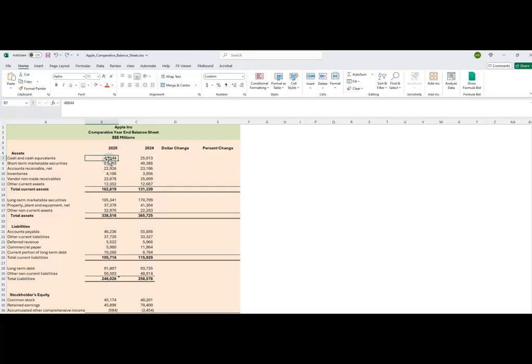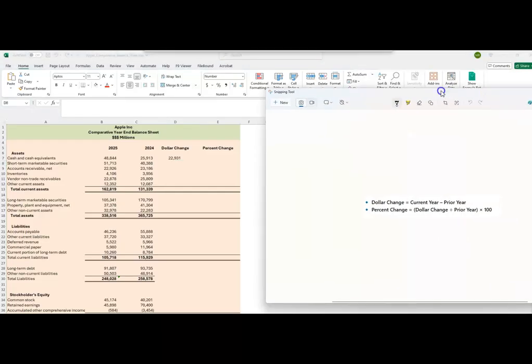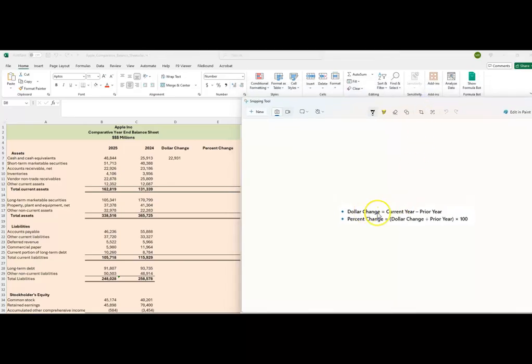So the first formula is comparing this number versus this number. We're going to subtract 25,913 from 48,844. I'm going to do a formula here in Excel, and I will do it manually in a second. So it will be 48,844 minus 25,913. That will give me a balance of 22,931. So that's formula number one. We accomplished this formula right here. Dollar change is the current year, which is 2025, minus the prior year, which is 25,913. So that's the dollar change right there.